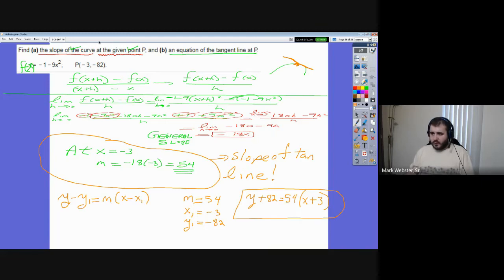Then all we're going to do is take the x value of our point, plug it in, and get our slope. And then we're going to take the x value of the point, the y value of the point, and the slope, and just put them into point slope form. And then we're done. I promise you, as we go forward and do more problems in new and different ways, this process is going to get easier.